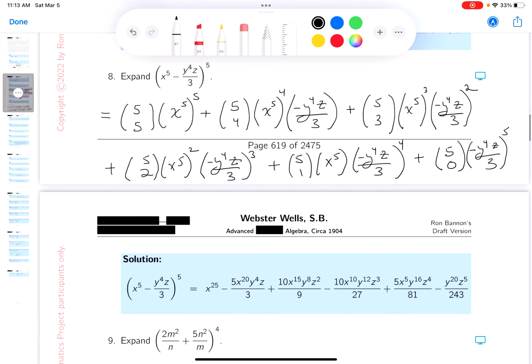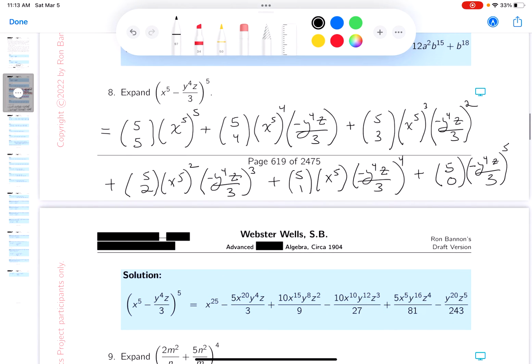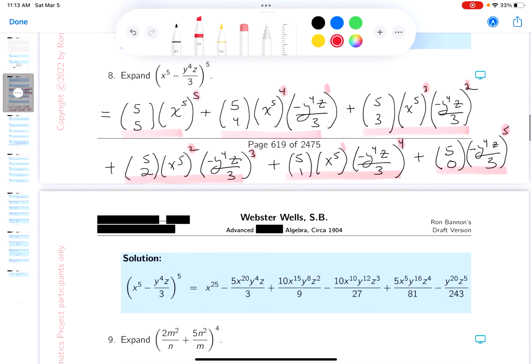Right? Before I go on, I want to point some things out to you. The sum of the exponents, 4 and 1, 3 and 2, 2 and 3, 1 and 4, 5, is always going to be 5 for this problem. The other thing I notice is there's going to be 6 separate terms. This is a term, this is a term, this is a term, this is a term, this is a term, this is a term.